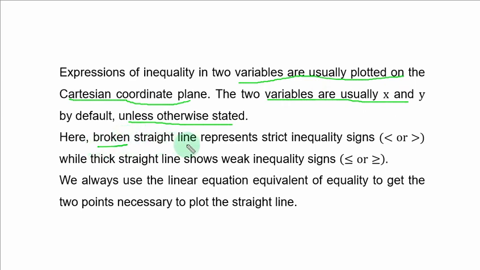Here, a broken line represents strict inequality signs, less than or greater than, while a thick straight line shows weak inequality signs, less than or equal to, or greater than or equal to. We always use the linear equation equivalent of equality to get the 2 points necessary to plot the straight line. This is what I'm saying here.